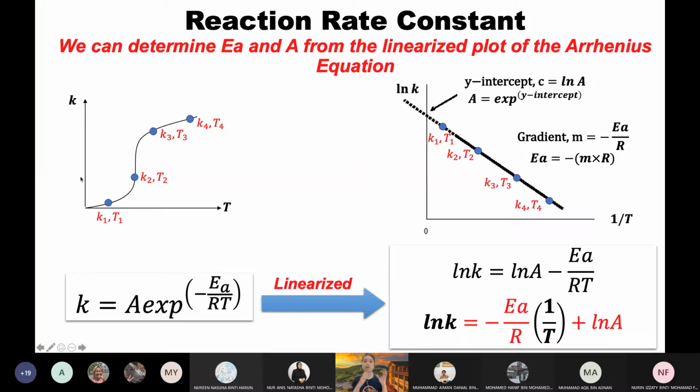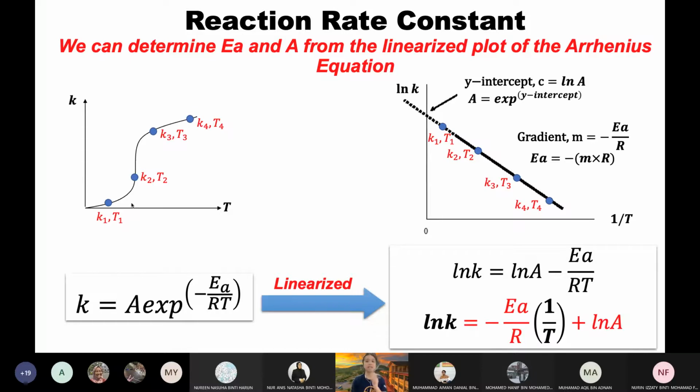So, katakan kita plot graph. Kita plot graph dalam belah kiri. Kamu nampak kita plot graph. Kita dah tahu K1, T1, K2, T2, K3, T3, K4, T4. Okay. Daripada 4 data ini, of course kalau lebih suhu kamu buat lebih banyak data lah. Daripada 4 data ni sebenarnya kita boleh guna untuk cari EA dan A. In fact, 2 pun dah cukup tapi lebih banyak suhu lebih tepat.